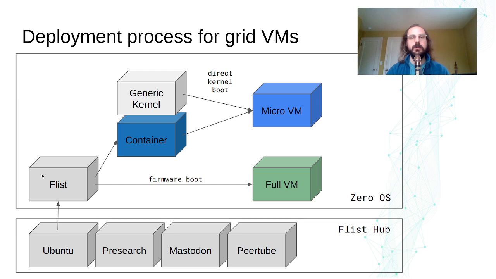When someone requests to make a deployment, 0S will download the relevant flist. This could be the micro VM or the full VM image. In the case of a full VM, we're going to do what's known as a firmware boot. So 0S, using its hypervisor, will boot this VM image, essentially emulating hardware. So that's what firmware boot does, it behaves like hardware, and it uses the image and it becomes a full VM. So that's relatively simple.